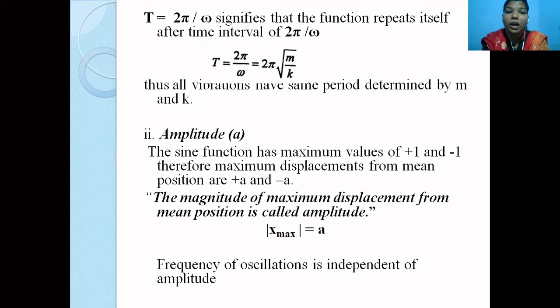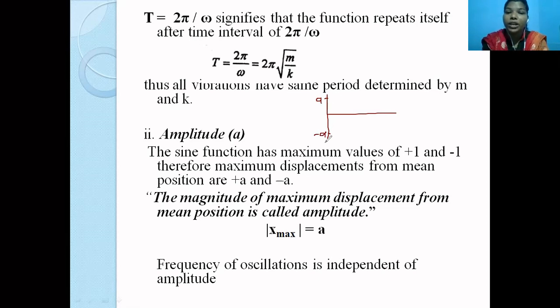Then we will talk about amplitude. The sine function has maximum values of plus 1 and minus 1. Therefore, the maximum displacements from the mean position are going to be plus A and minus A. I earlier drew this displacement versus time graph, and you might have noticed that this is going to be A, the amplitude, and this is going to be minus A. These both are equidistant from the origin, so plus A and minus A are going to be the amplitude values.